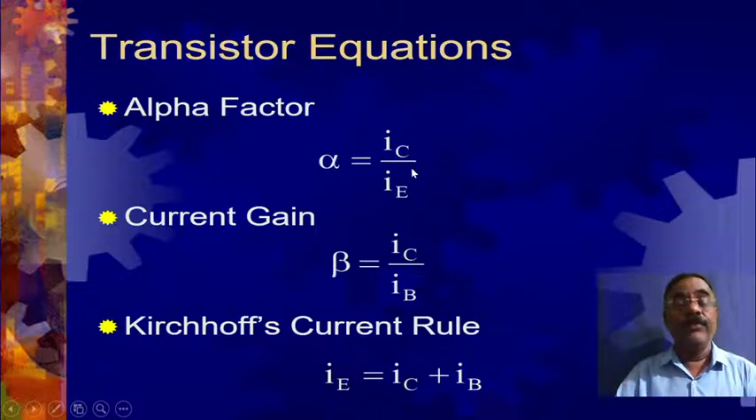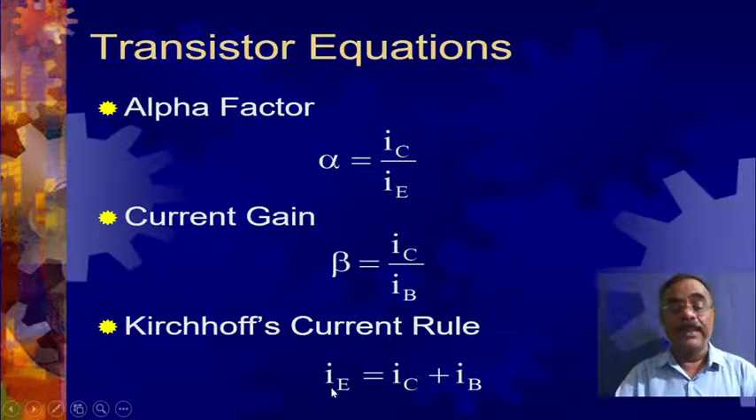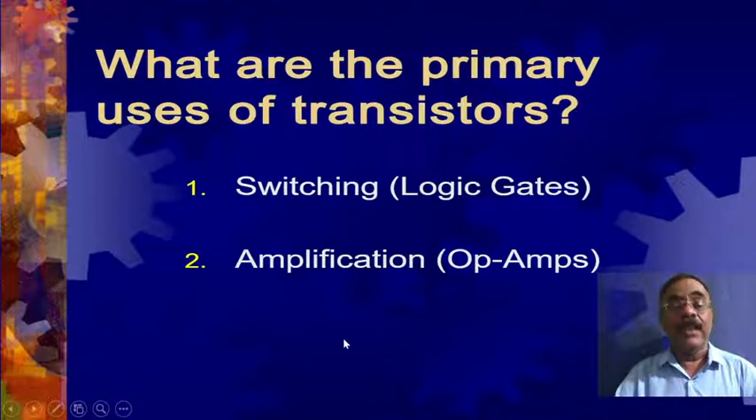Now let us see a few equations as far as the transistor is concerned. The first one is the alpha factor. What is the alpha factor? It is the ratio of collector current to emitter current. So alpha is the current gain in common base configuration and hence alpha is IC upon IE. Similarly, beta is the current gain in common emitter configuration and hence beta is IC upon IB. And a general Kirchhoff's current rule is there, that is emitter current is the summation of collector current and base current. Hence IE is IC plus IB.